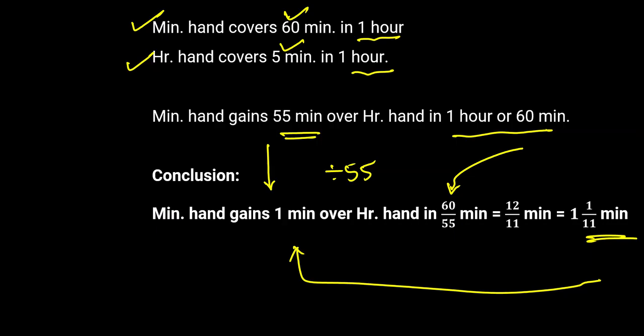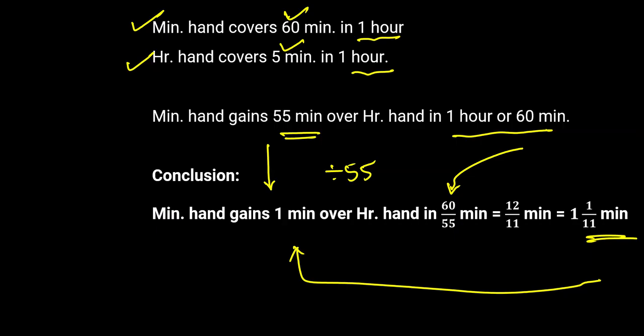I'm repeating that. In 1 hour, the minute hand is traveling one full cycle, 60 minutes, whereas the hour hand will travel from 2 to 3 or 3 to 4, which we claim as 5 minutes. So the minute hand travels 55 minutes more than the hour hand in a 1 hour duration. Right now, it is gaining 55 minutes. I want to gain only 1 minute, so we have to divide by 55.